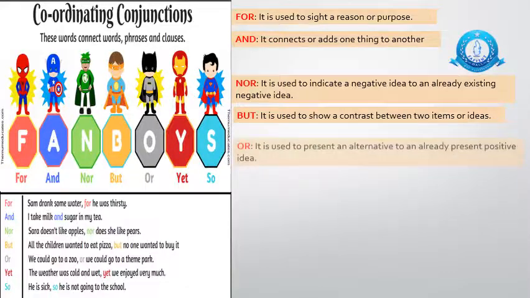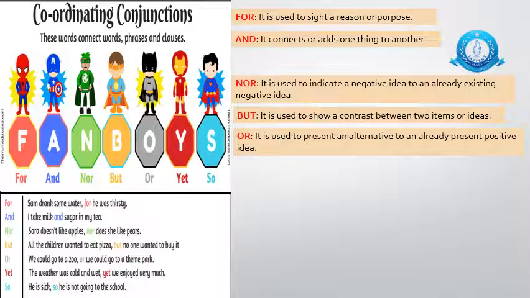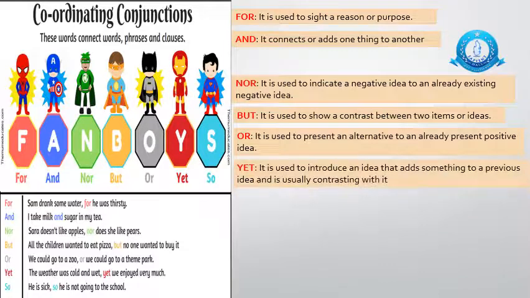Okay, so quite simple. Or is used to present an alternative to an already present positive idea. So, we could go to the zoo, or we could go to a theme park. So it's giving you 2 alternatives there. Yet is used to introduce an idea that adds something to a previous idea, and it usually contrasts it. So, the weather was cold and wet, yet we enjoyed it very much. When it's raining and wet outside but you still manage to enjoy it, you're actually contrasting with the previous idea.